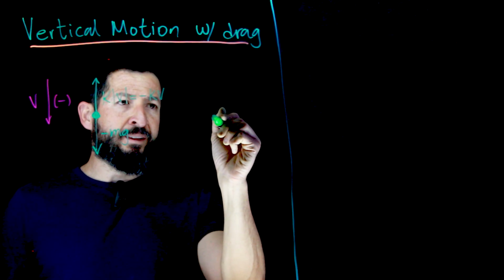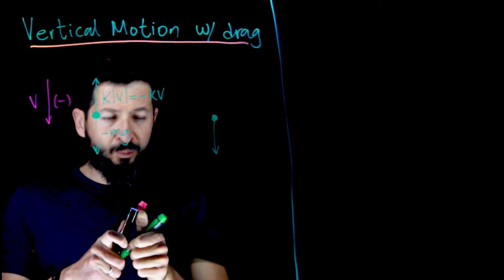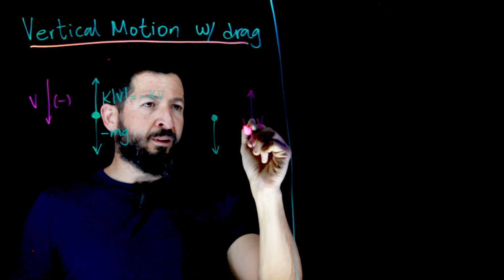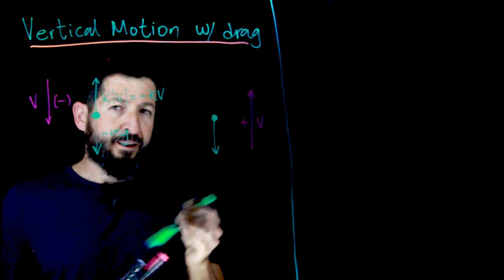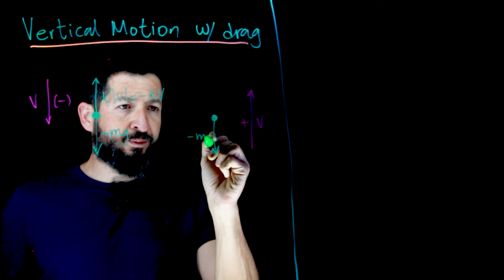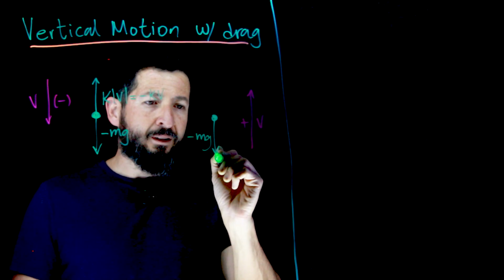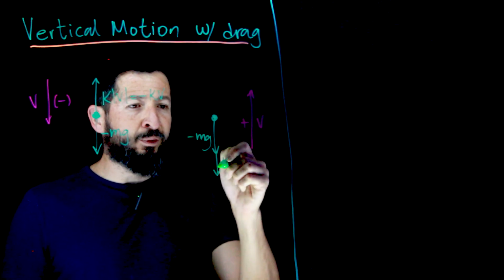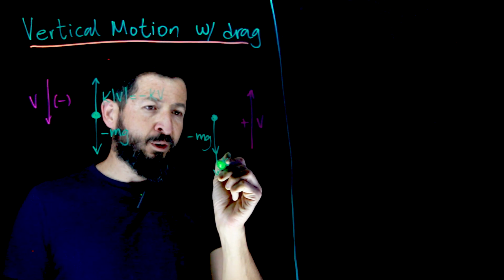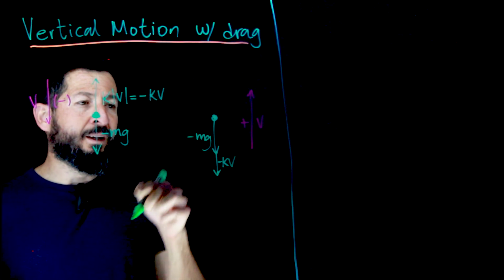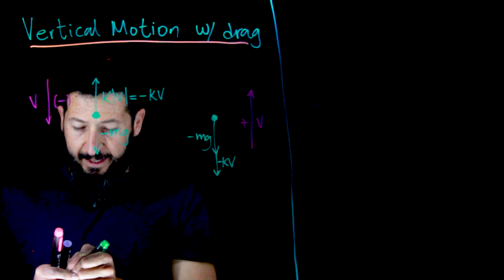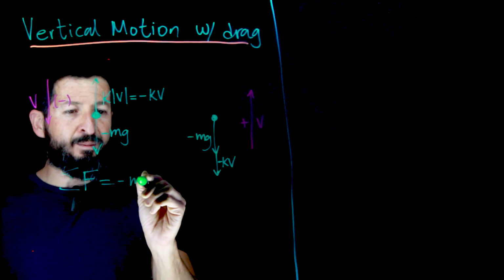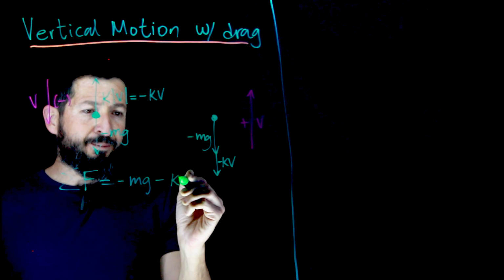Alternatively, if you have an object that is moving upward, where the velocity is positive, well, the gravity is still pointing down. However, now the drag is also going to be pointing down. Now the velocity is positive, but this is pointing down, so we have to make it negative by putting a negative kv. Either way, the sum of the forces is going to be equal to negative mg minus kv.